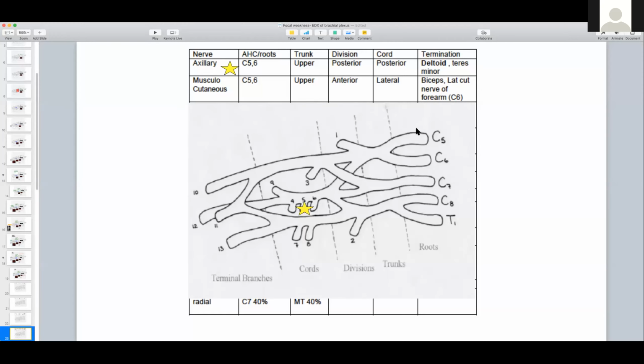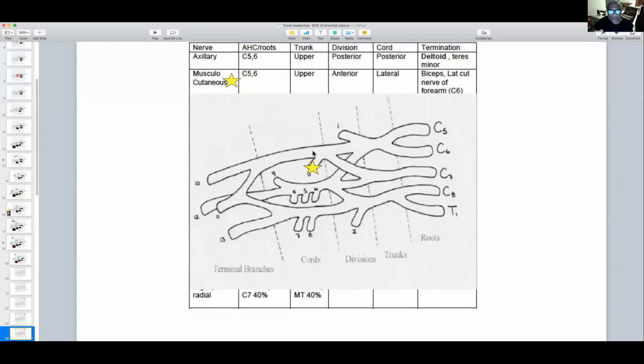Now, a very similar nerve is the musculocutaneous nerve. It also starts from C5, C6. It also goes to upper trunk, but it goes to a different secondary school. It goes to the anterior division and lateral cord, and then to the biceps muscle.